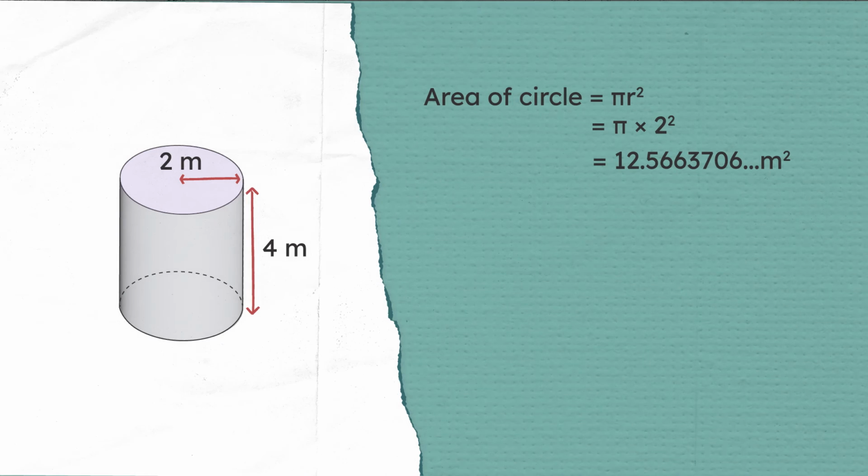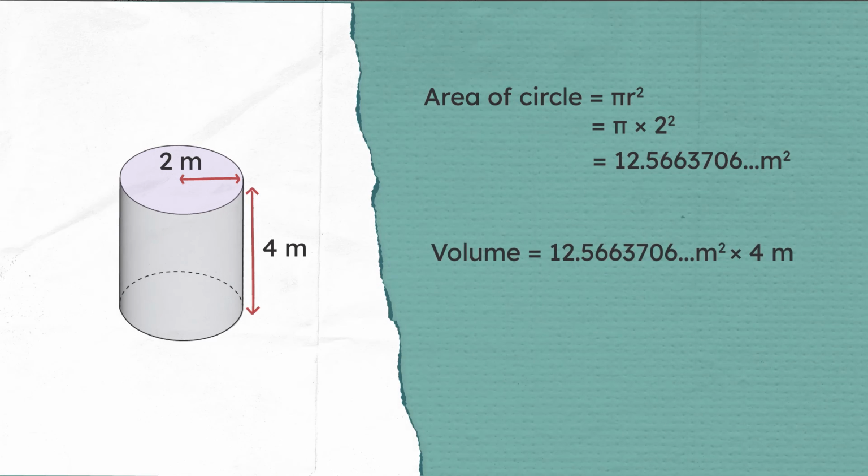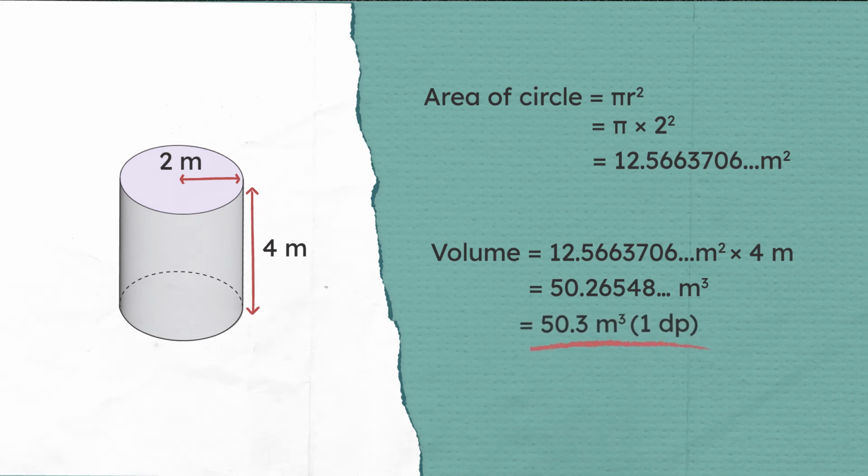To find the volume of the cylinder, we multiplied 12.5663706 meters squared by 4 meters to get 50.26548 meters cubed, which rounds to 50.3 meters cubed to 1 decimal place.